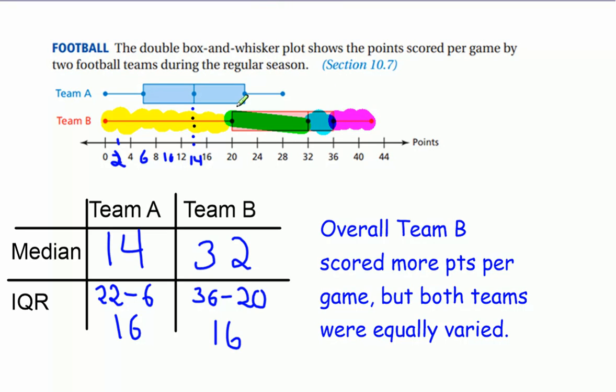So if you notice, about 75%, right, 3 quarters, or even 2 quarters, the data's pretty close together. But this 1 quarter is really, really spread out. So Team B is a little more inconsistent. However, Team A is pretty consistent. The 4 quarters are pretty evenly balanced. So it's kind of interesting. But in terms of their IQR, both teams were equally varied. So that's kind of interesting. Okay, so this can go in your notes.